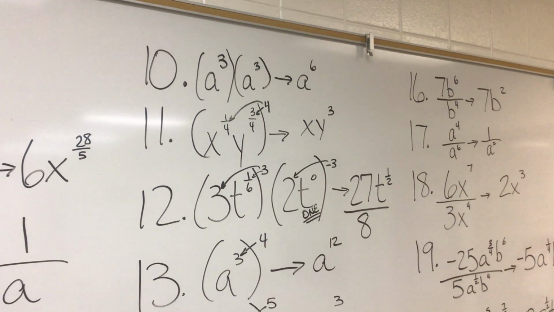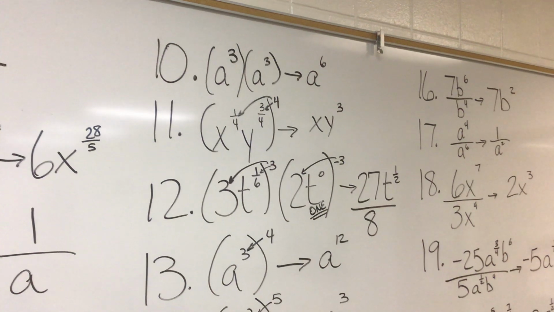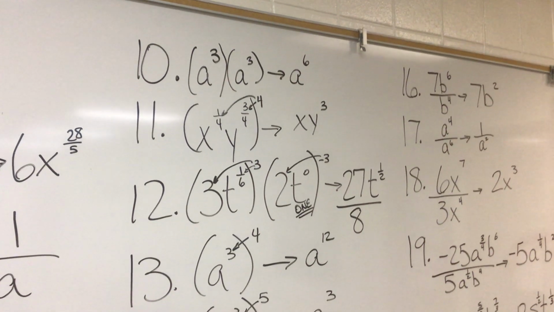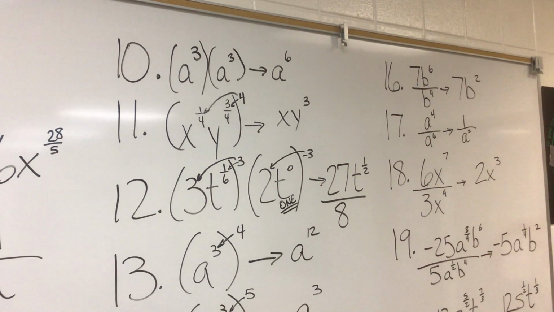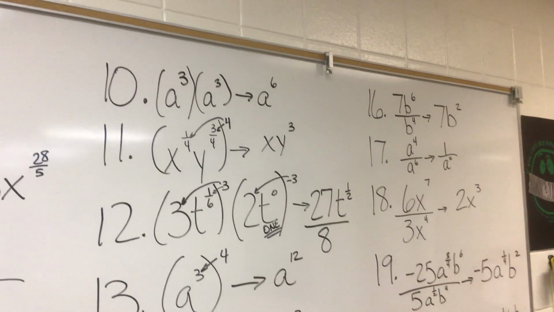3/4 to the 4th power, again we multiply. 3/4 times 4 is 3. So our result for number 11 is x y to the 3rd.